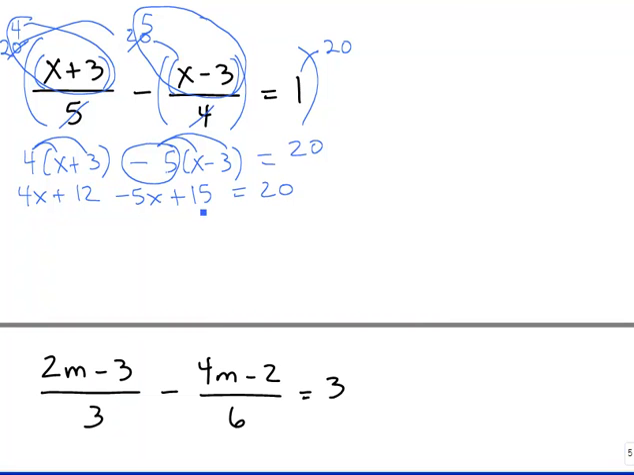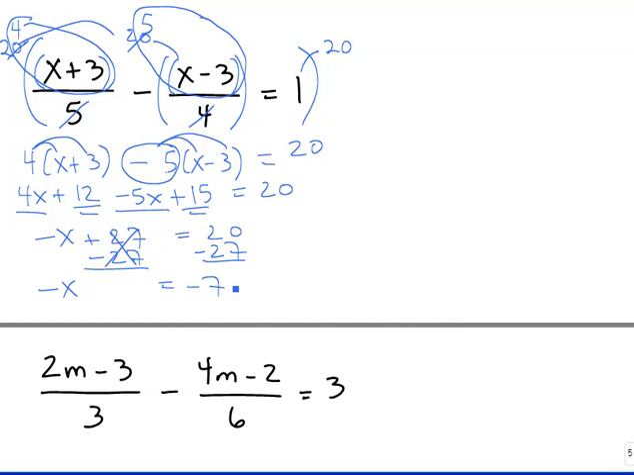We still have some like terms left on the left-hand side. So let's combine them. 4x minus 5x is negative x. 12 plus 15 is 27. Now we have our x on the left side. Let's get our numbers to the right side. So right now I have addition by 27. I'm going to need to subtract it to undo it. When I cancel this out, don't forget that there's still a negative in front of that x. 20 minus 27 is negative 7.